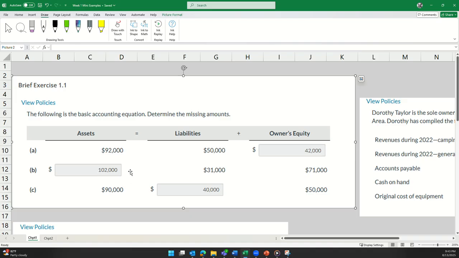Spoiler alert. But item B, we have 31,000 and 71,000 for liabilities and owner's equity, respectively. And those two add up to 102,000, so you see that they balance. This is just showing you the basic concept of the accounting equation. 90,000 in assets, so the liabilities and owner's equity have to add up to that. We're given the owner's equity of 50,000, so we know 40,000 is the plug number.